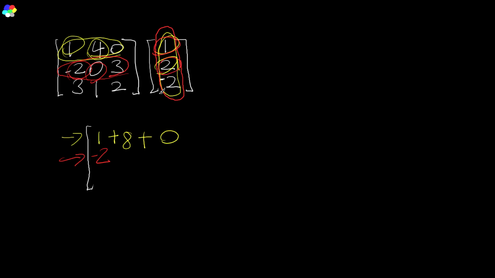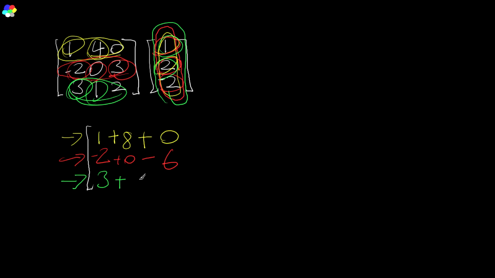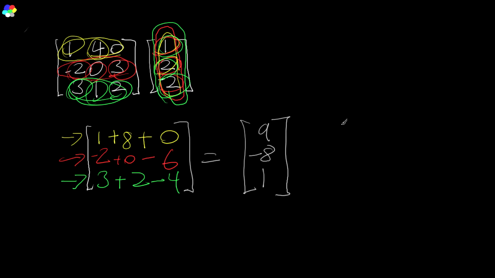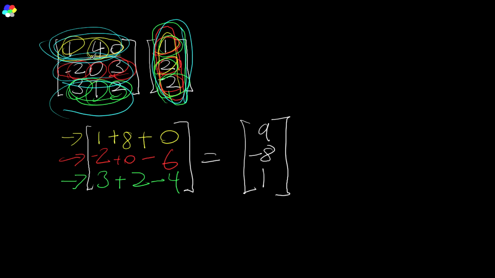0 times 2 is 0, and 3 times negative 2 is negative 6. Last element, 3 times 1 is 3, plus 1 times 2 is 2, plus 2 times negative 2 is negative 4. And there you go, there's your answer. Not too difficult. I hope it's not too complicated once you visualize it like this. You're just multiplying the rows of the matrix by the column vector for every one. That's all there is to it.